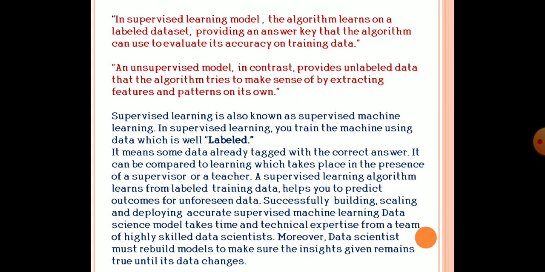Supervised learning is also known as supervised machine learning. In supervised learning, you train the machine using data which is well labeled. It means some data is already tagged with the correct answer. It can be compared to learning which takes place in the presence of a supervisor or a teacher. A supervised learning algorithm learns from labeled training data and helps you predict outcomes for unforeseen data.